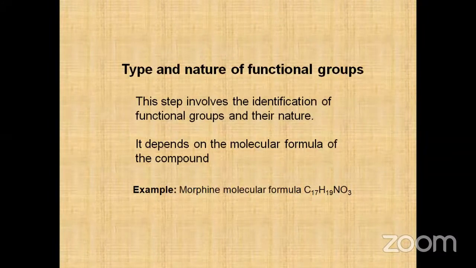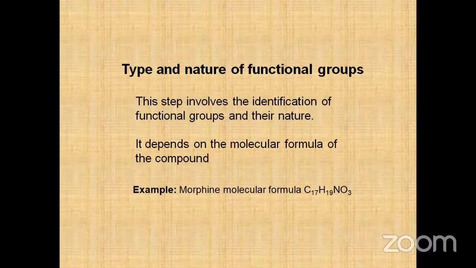Right. Type and nature of functional groups. Once we identify the molecular formula of the compound, it gives the information on what kind of elements are present in it. Carbon and hydrogen are generally present in the organic compound, along with nitrogen, which makes it alkaline, but other elements like oxygen and sulfur may be there. If oxygen is there, it may exist in the form of alcohols, OH groups, or phenolic form, or carboxylic acids, or aldehyde, or ketone, or esters.